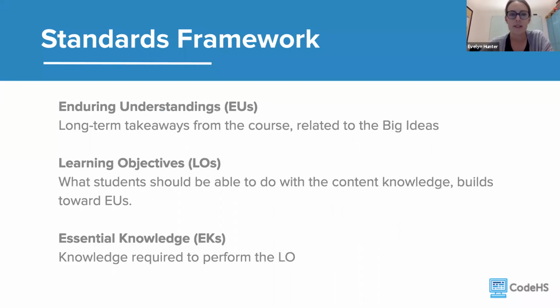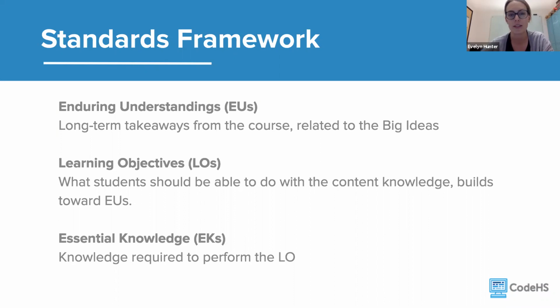In terms of actual standards, these are the 3 levels of the framework. Enduring understandings are at the top. These are the long-term takeaways from the course, and these are all going to be directly related to one of the big ideas, so they'll be the most closely related to the course theme. Then under each enduring understanding, there's going to be one or multiple learning objectives, LOs. These LOs outline what students should be able to do with the content knowledge, and they build towards the high level enduring understandings.